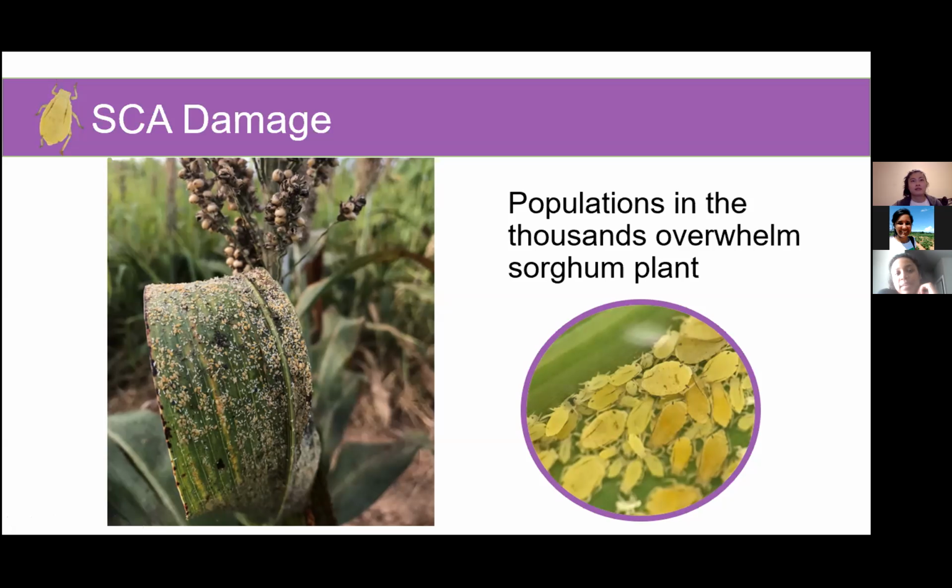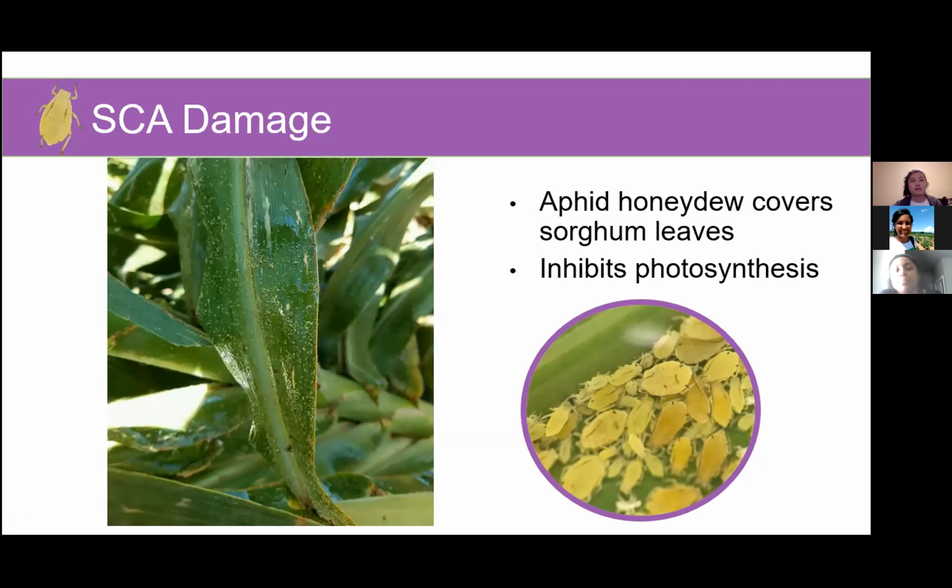One of the main things I want to highlight for this talk is the fact that aphids produce copious amounts of what's called honeydew. Honeydew is the sugar-rich waste product that occurs after the aphids pierce into the sorghum leaf and suck up what's called the phloem, that's sugar-rich tissue.